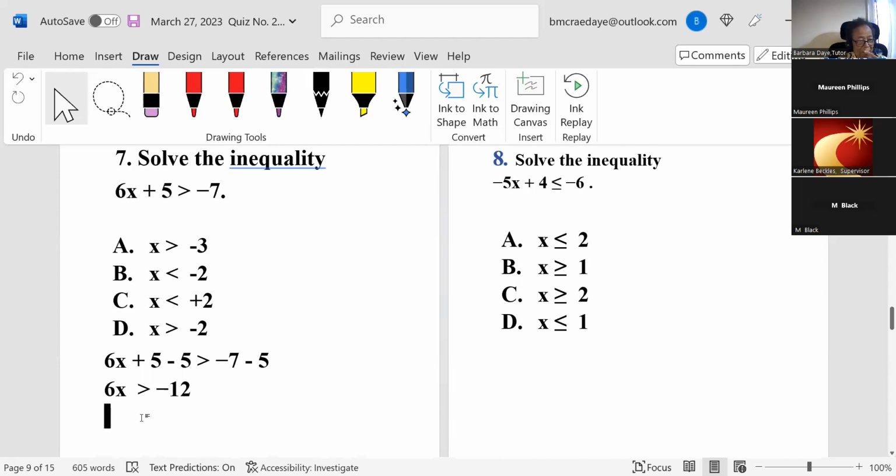B. Your answer is what? B. That's a less than. This is a greater than. Isn't that a greater than? Uh-huh. So what's your answer? X greater than what? Minus 2. Yes. So what answer is that? D. Answer: x greater than -2. Answer D.